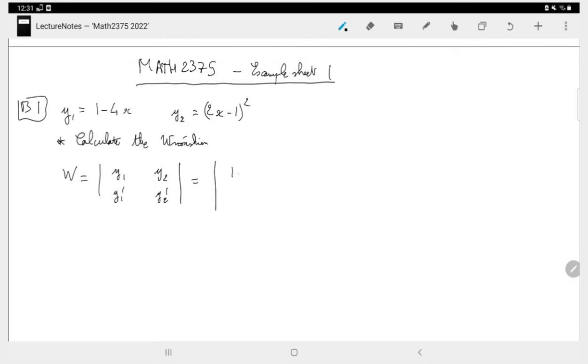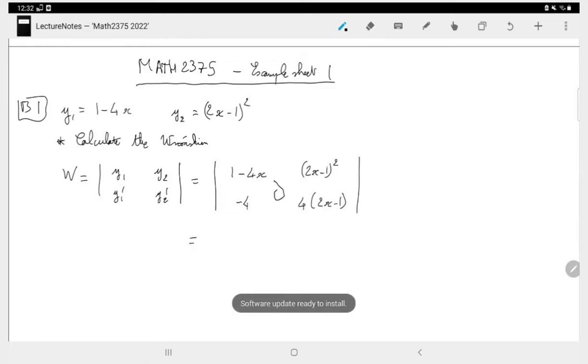So let's just go on and write down what these functions are. So we have 1 minus 4x here. That derivative is minus 4. And then we have y2, which is (2x minus 1) squared. And that derivative is 2 times 2, that's 4, times (2x minus 1). Okay?